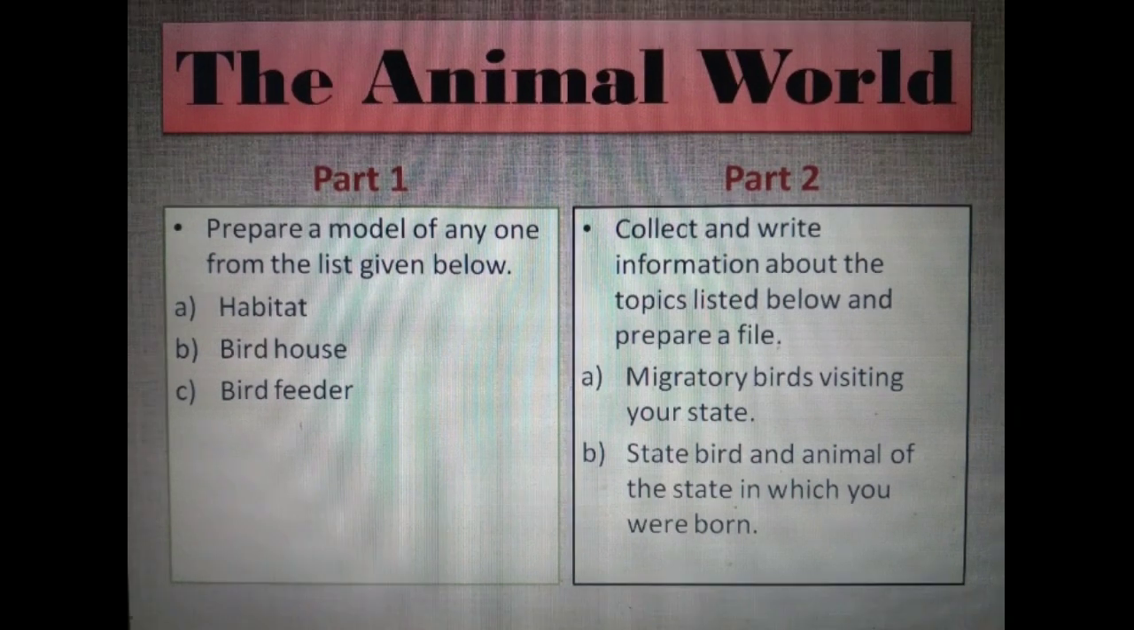Now as far as part 2 is concerned, you will get so much information about the migratory birds, your state bird and your state animal on Google and in any other book related to GK. So you will be collecting information. If you wish, you can draw the pictures of the same, and you will be preparing a file, and whatever information you are writing, it should be original. Original in the sense कि आप जो भी इंफॉर्मेशन आपको मिल रही है वो एज इट इज़ आप कॉपी नहीं करेंगे. आप पैराग्राफ बना के या पॉइंट वाइज जैसे भी चाहे आप अपने आप लिखेंगे. ठीक है.